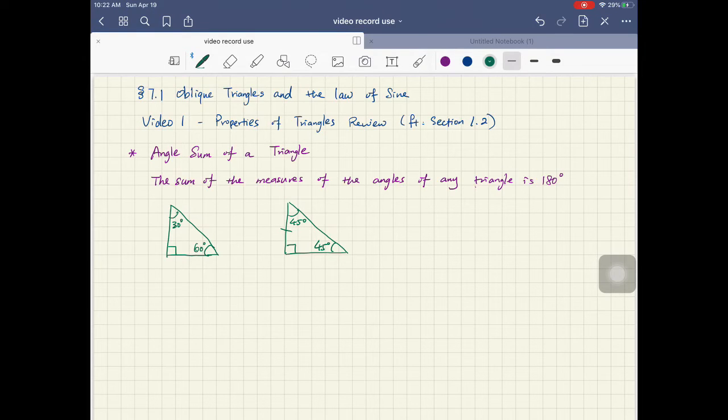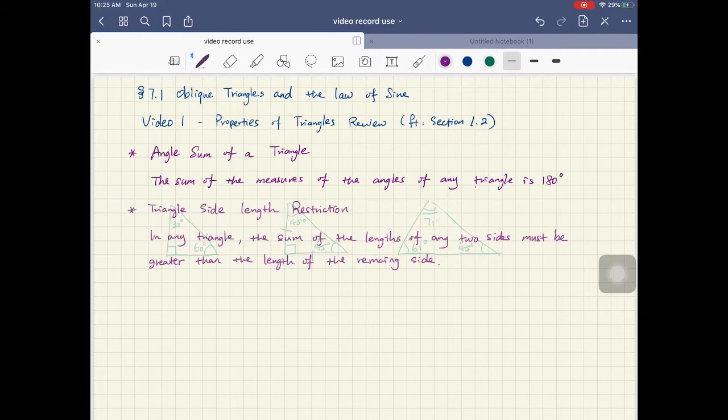This is also an isosceles triangle. We can also have other, odd angle measurements. For example, if one of the angles is 45 and the other one is 61, then according to the angle sum being 180, I know the third one is going to be 74 degrees. The second property we're going to talk about is the triangle side length restriction.